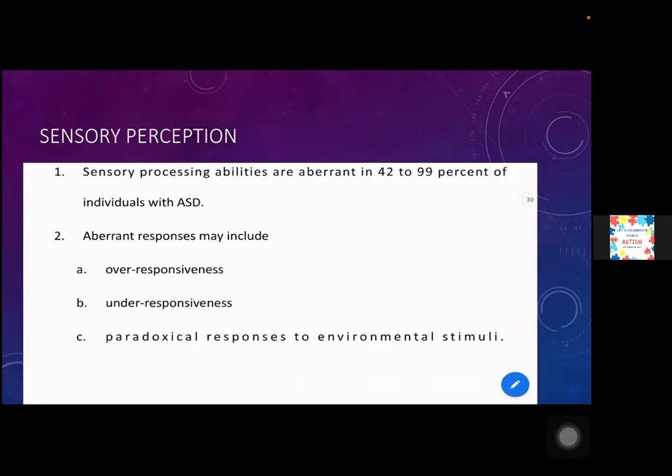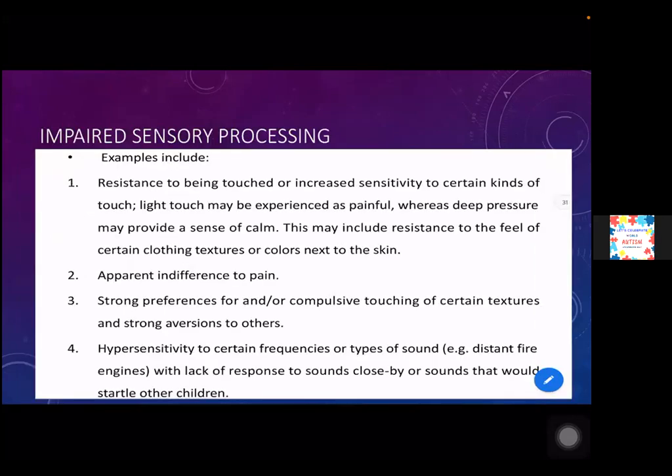Sensory perception. Sensory processing abilities are aberrant in almost half to 99% of individuals with ASD. The aberrant responses may include over-responsiveness or under-responsiveness and paradoxical response to environmental stimuli. So what are the examples? Resistance to being touched or increased sensitivity to certain kinds of touch. Light touch may be experienced as painful, whereas deep pressure may provide a sense of calm.